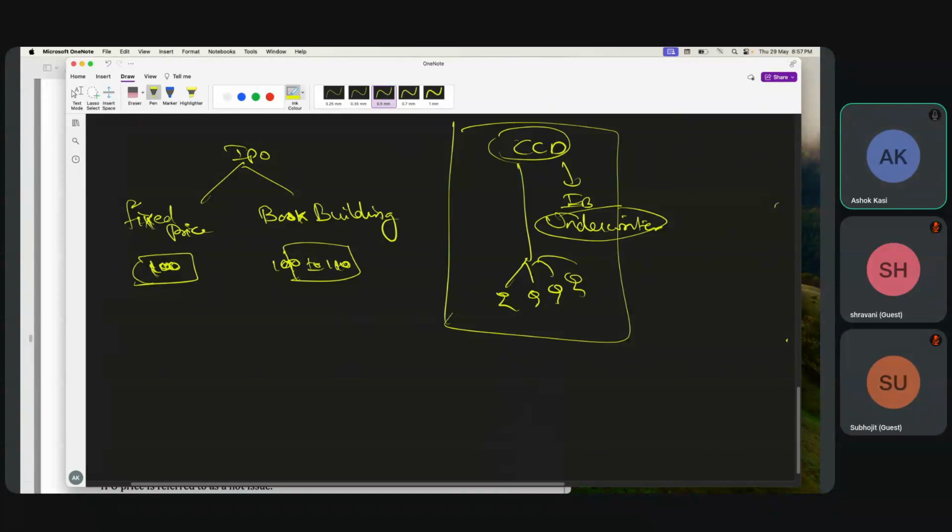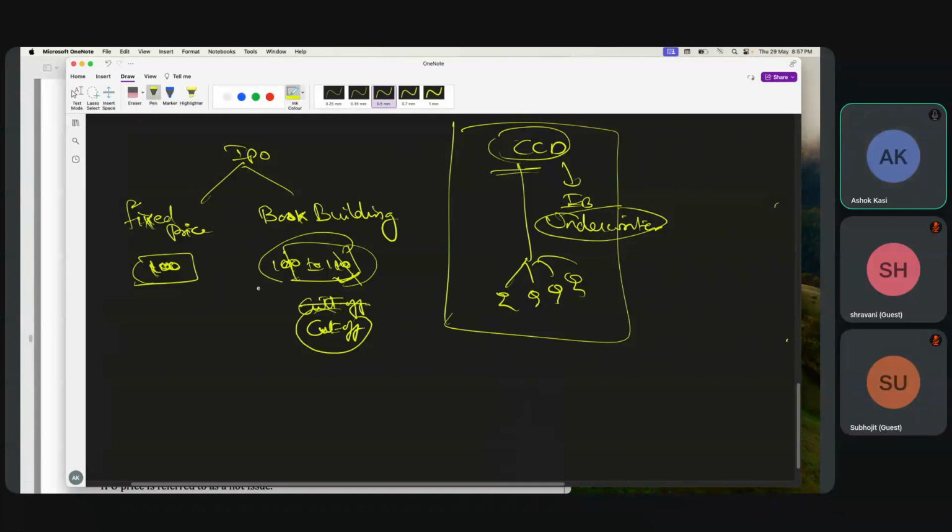If this company is really good, if this issue is really good, maximum people will go for 110. In the application form there will be one word, cutoff. So they will select cutoff. That means they are okay with any price. Whatever the cutoff price is, they are ready to pay. That means even 110 they are ready to pay.